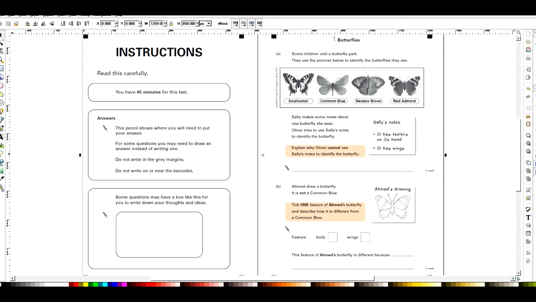Okay, right. So question A. Okay, that's an excellent answer given by Urva there. All the butterflies that we have above us have feelers on their head and they have wings. So that won't really help us to identify it.